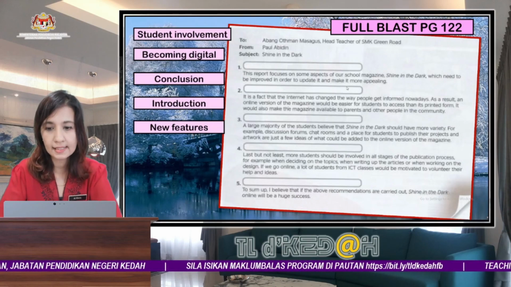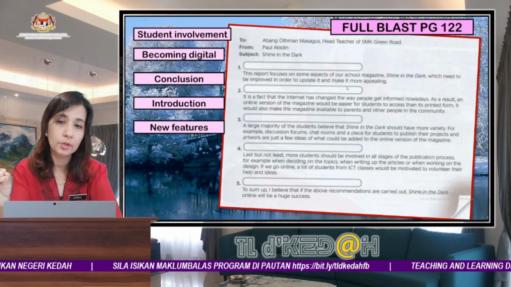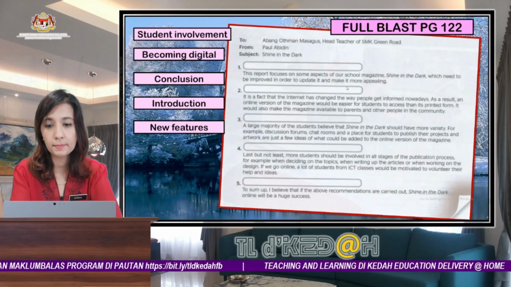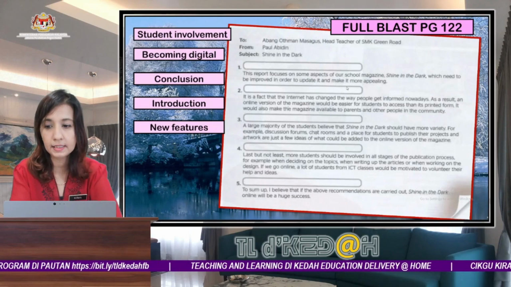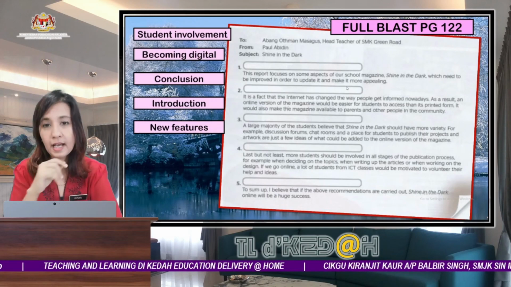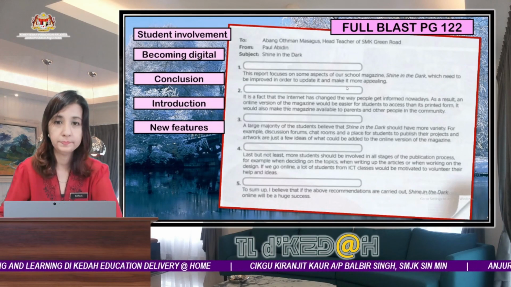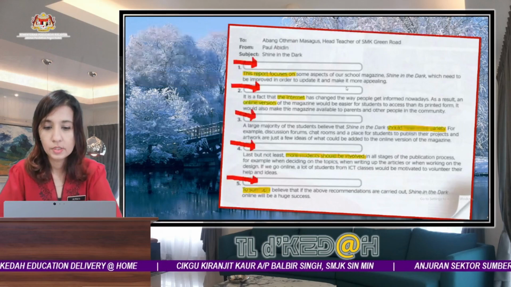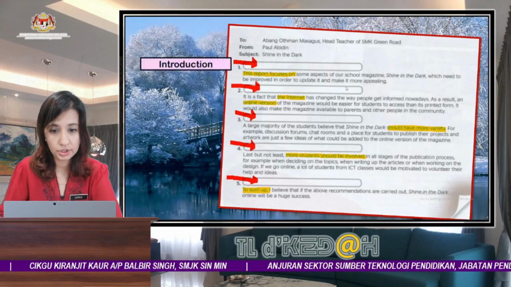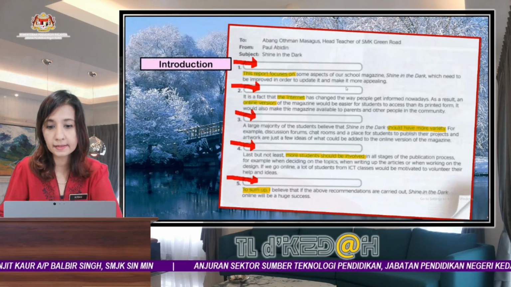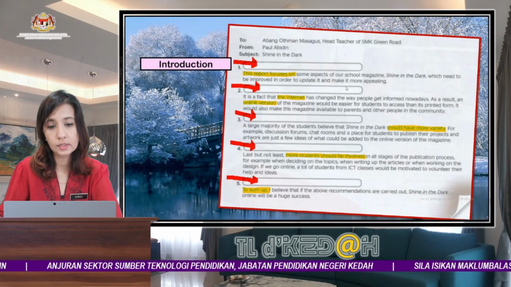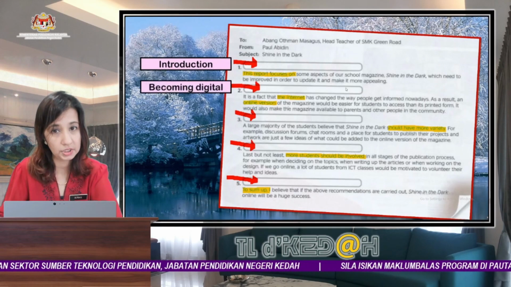Okay. So anyway, let's look at this because we just want to know how to focus on paragraph writing. Okay. So this report focuses on some aspects of our school magazine Shine in the Dark which need to be improved. So this one should be what? Which one of the 5 headings matches the first one? Let's go straight. Okay. So this report focuses on. So it should be the introduction. Okay. The second one, it is a fact that the internet has changed the way people get informed nowadays. So this one is talking about becoming digital.